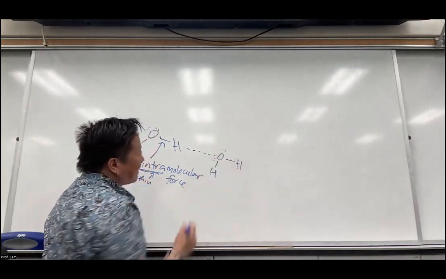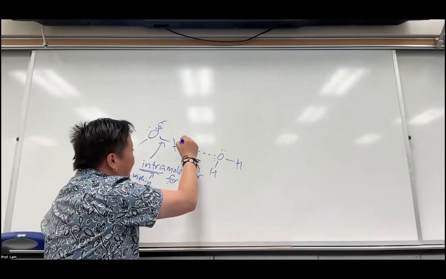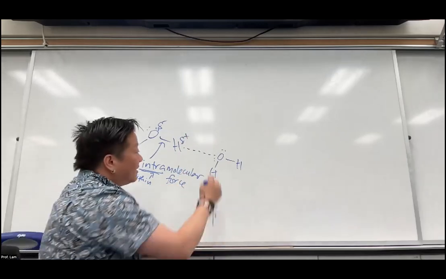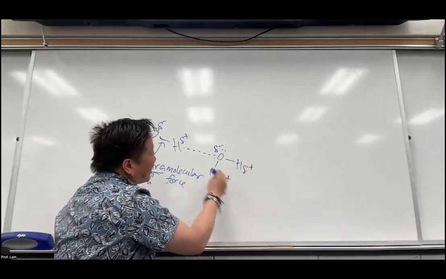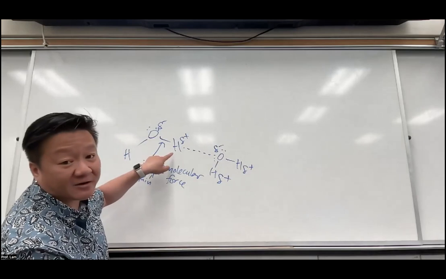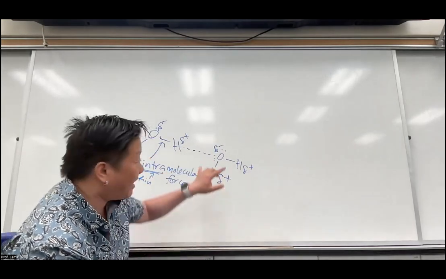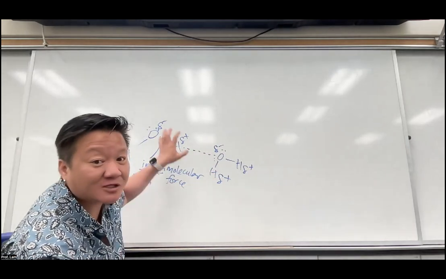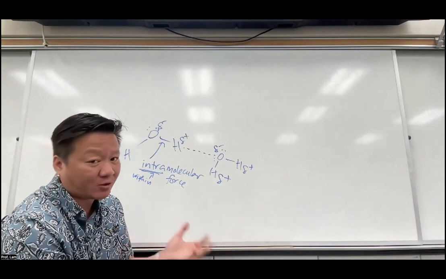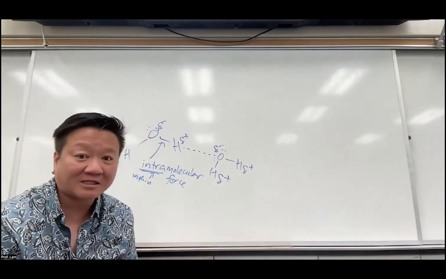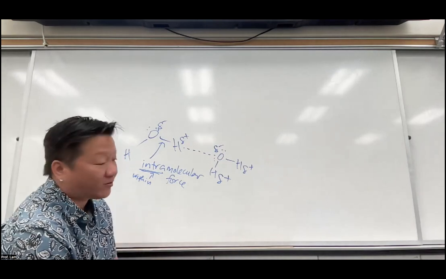Remember that water is polar, and this is delta minus because the oxygen's more electronegative. H is delta positive. So there is going to be an electrostatic interaction between the positive end of water and the negative end of the neighboring water. Opposites attract, and so the water molecules are attracted to each other. That's why they are held together in the liquid phase. Otherwise, water would be in the gas phase at room temperature, and that'd be detrimental to us. We need it to be in the liquid phase.